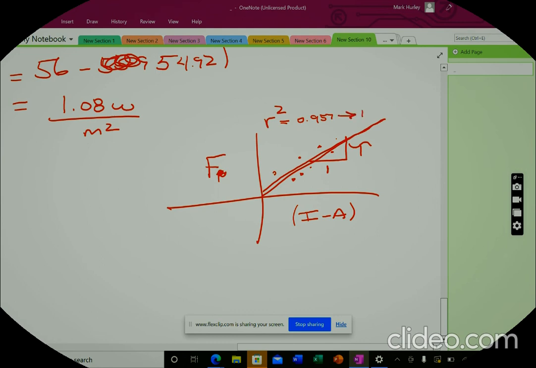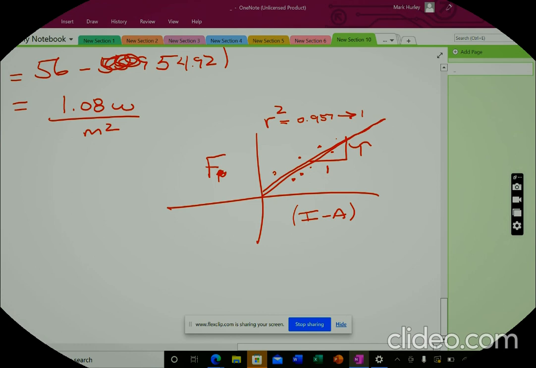R squared of 1 means all the points are on the line. If R squared is approaching 0, that means there's no relationship. It's scattered, there's no correlation at all. This is a positive correlation, but a very strong one, and that's exemplified right here.